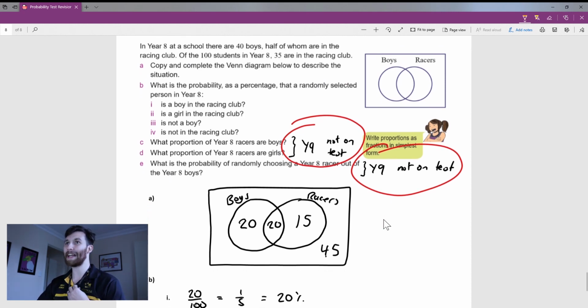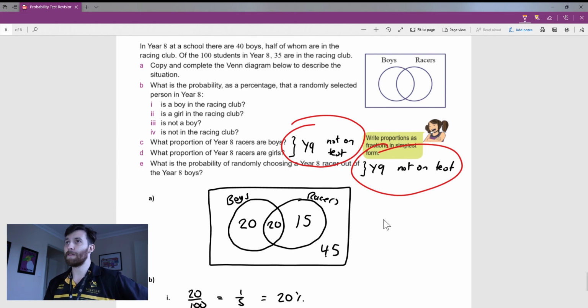So in year 8 of the school, there are 40 boys, half of whom are in the racing club. Of the 100 students in year 8, 35 are in the racing club. Oh, okay, so this is an example of a hard question. This is more of an extension sort of thing. So I'll show you how you would figure that out.